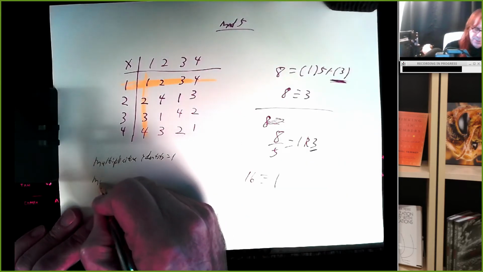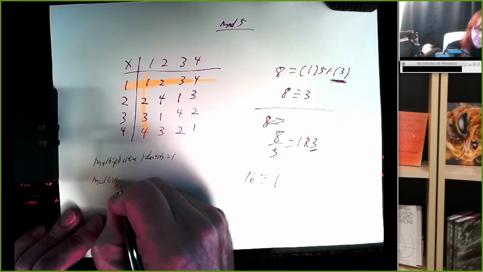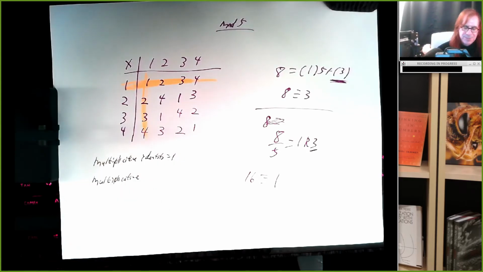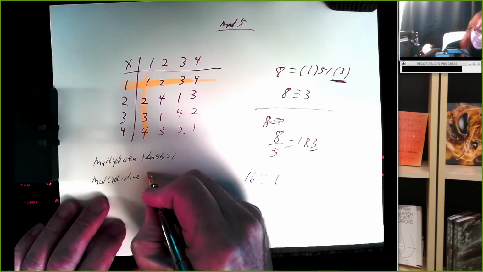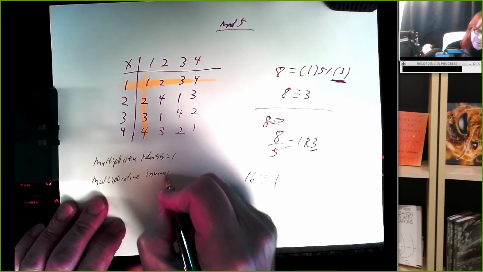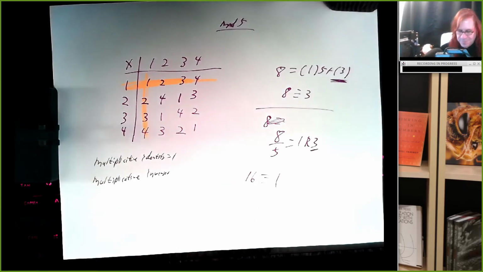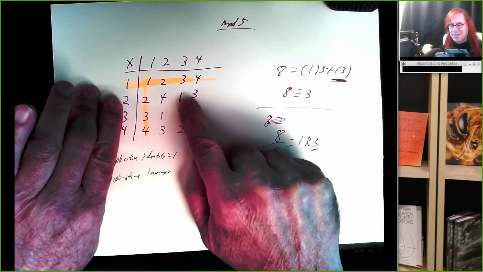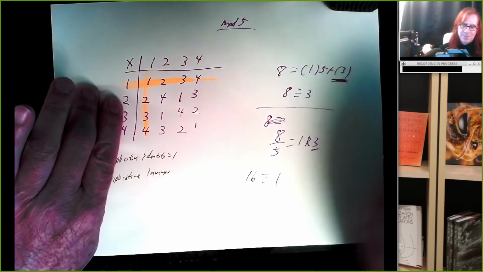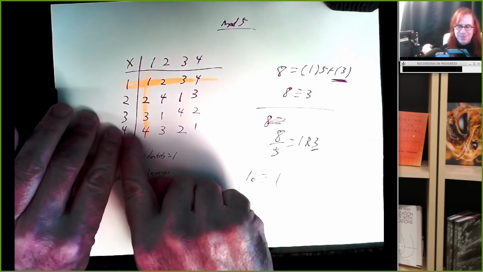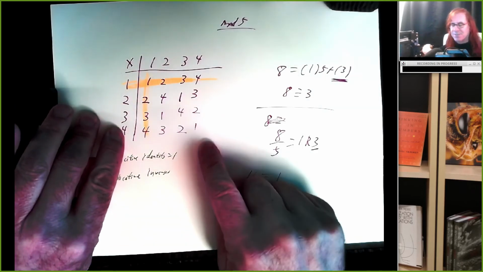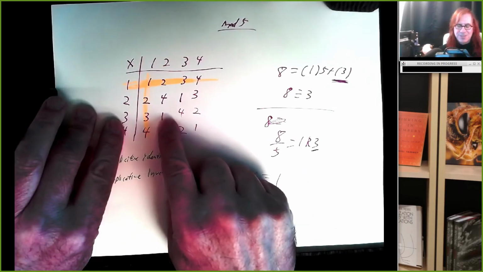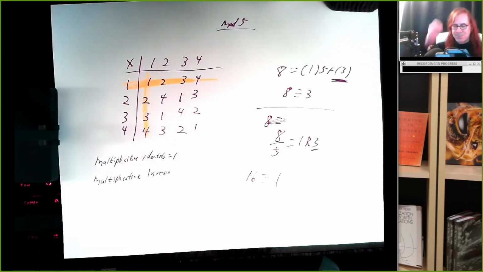So there's a multiplicative identity. And there's also multiplicative inverses for each number. It's a ridiculous number of syllables for one word. For example, for 2, there's something I can multiply 2 by that gives me a 1. In this case, 3. There's something I can multiply 4 by that gives me a 1. In this case, 4. There's something I can multiply 1 by, which is a 1, and something I can multiply 3 by, which is 2.